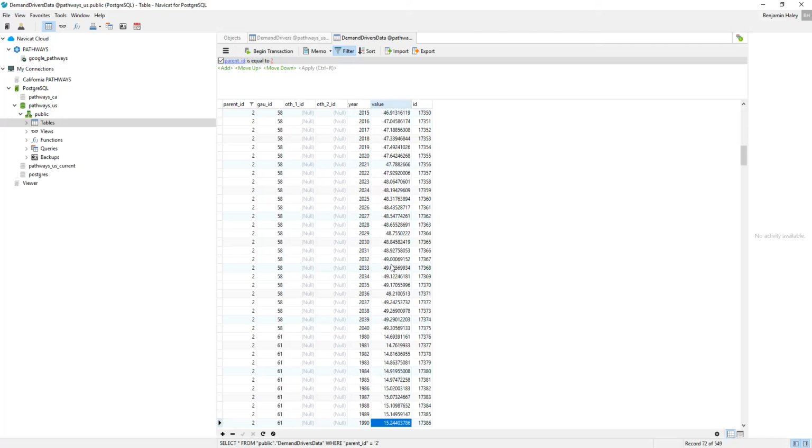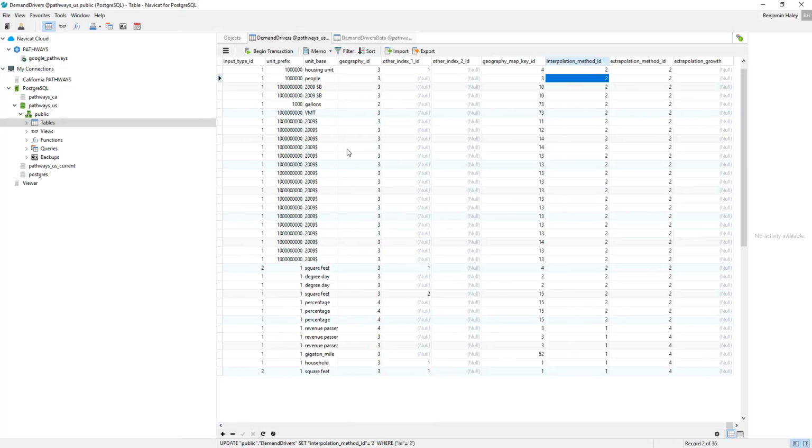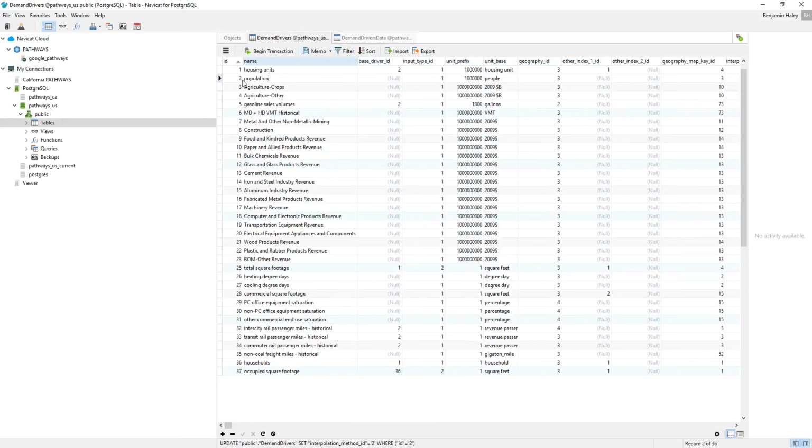If you wanted to keep the old data and add the new data, you would actually need to add a new demand driver. So for example, you might want to do a new driver that is population estimate high or something of that nature, and then that driver would have a different ID, and you would need to find where it propagates in the rest of the model and change those references.